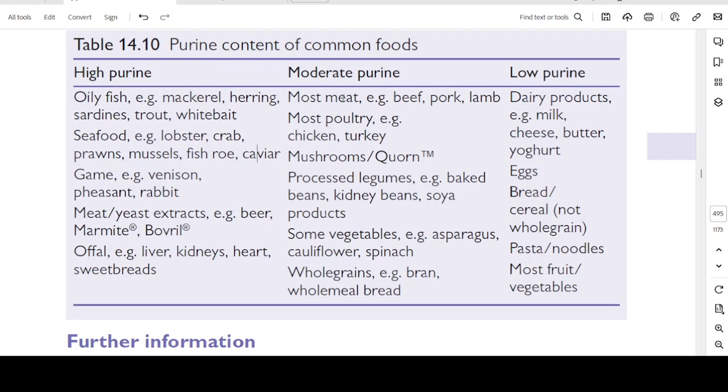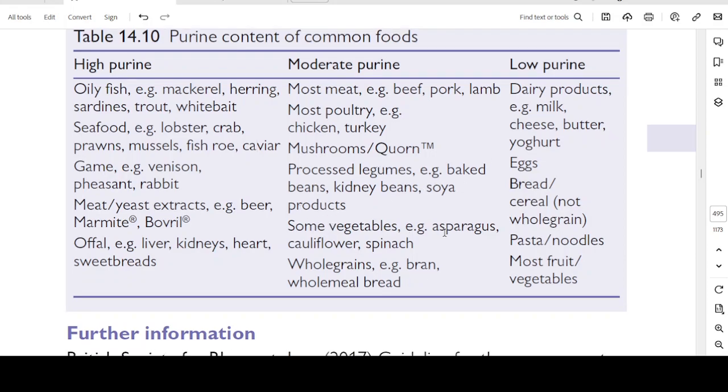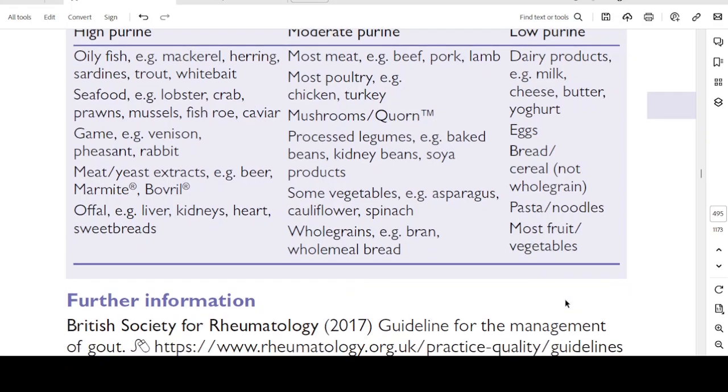Moderate purine content foods: most of the meat like beef, pork, lamb, most poultry, chicken, turkey, mushrooms, processed legumes, for example baked beans, kidney beans, soya products, some vegetables like asparagus, cauliflower, spinach, whole grains like bran and wholemeal bread. Low purine diet: dairy products, milk, cheese, butter, yogurt, eggs, bread, cereal, not whole grain, pasta, noodles, most fruit or vegetables.